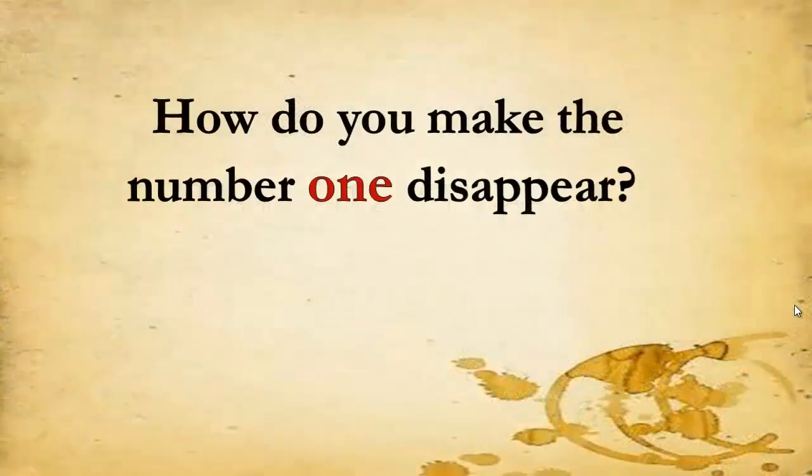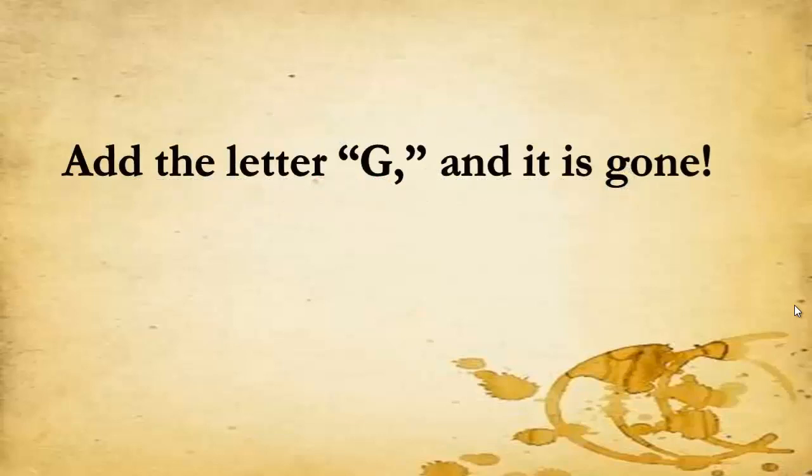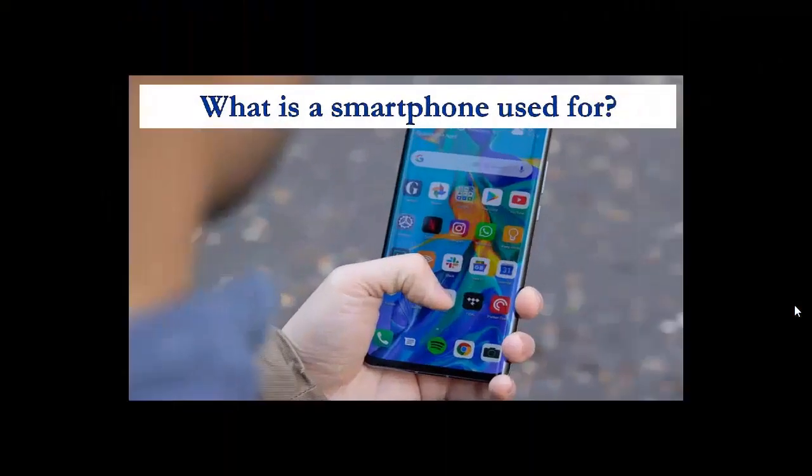Yes, refresh your mind. How do you make the number 1 disappear? So how can you make the number 1 disappear? Yes, very good. Add the letter G and it's gone. So if we add the letter G at the first of the word one, it should be the word gone. Okay, this is the answer of the puzzle.